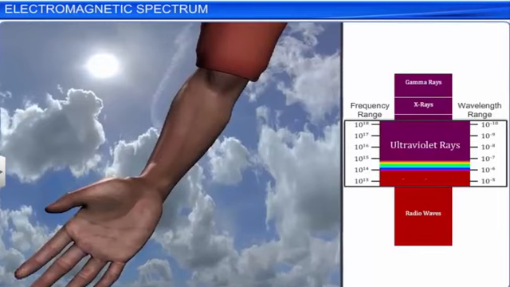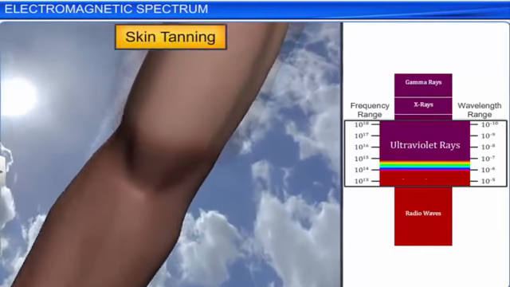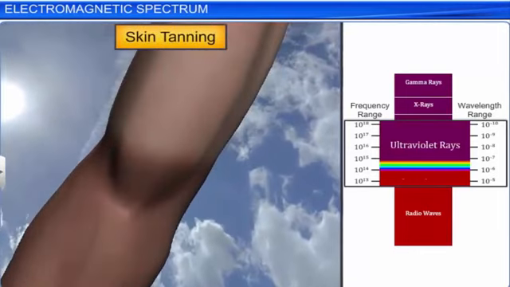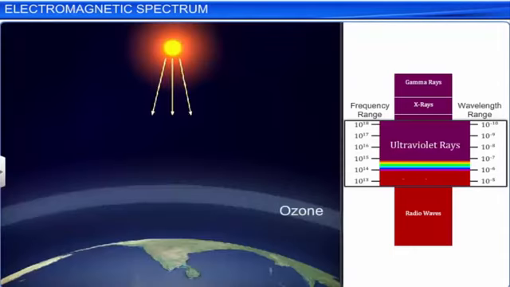But most of the ultraviolet radiations from the Sun are absorbed by the ozone layer in the atmosphere. Thus, the depletion of the ozone layer due to chlorofluorocarbons should be prevented.